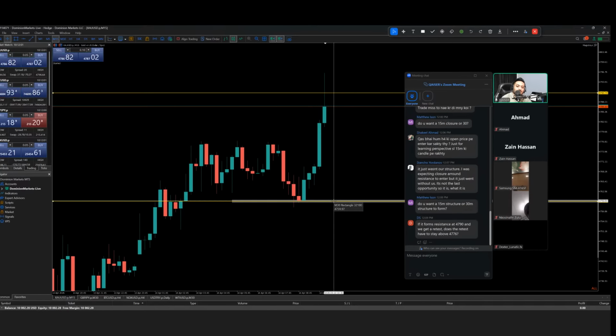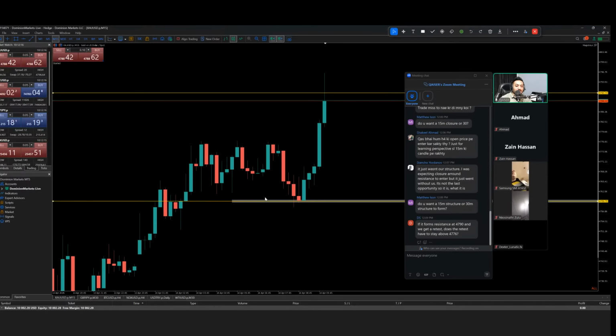What a strong bullish momentum going on. I can see that. So do you want M15 structure or 30-minute structure to form? Now I'm looking for the 50-minute. I actually think the 30-minute is going to respect that 50-minute. The 50-minute will be used for the confirmations and for good stop losses.